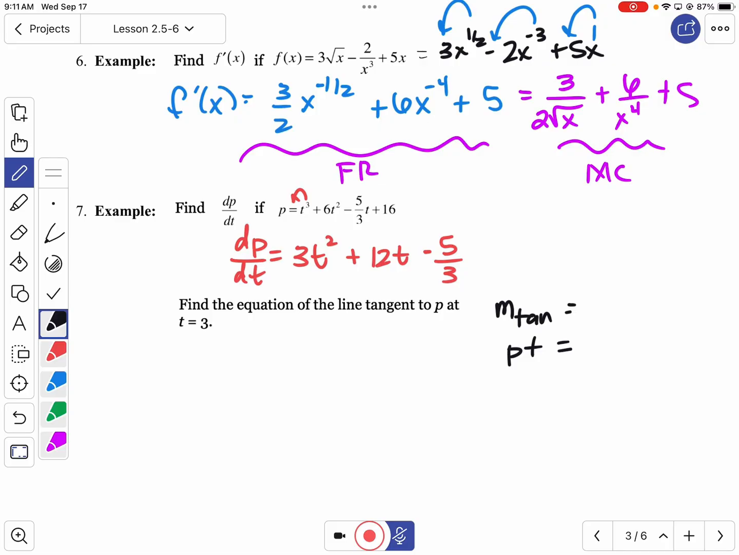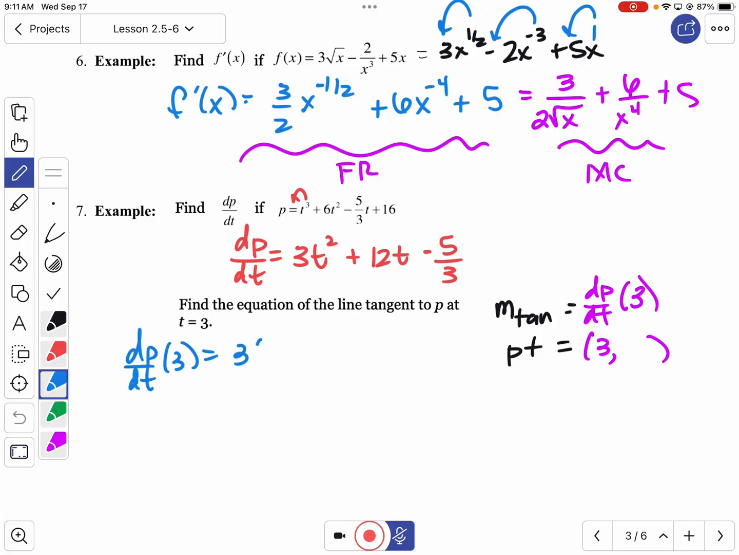Okay, so anytime we want to write the equation of a tangent line, we want the slope of the tangent, right, and we want the point. Well, I know my point is going to happen when t is 3. We're going to have to find p. And I know the slope of my tangent is going to be dp dt evaluated at 3. Okay, so that's how I'm going to get those values that I need, all right? So the derivative is a formula for the slope of the tangent, okay? So let's get dp dt at 3.